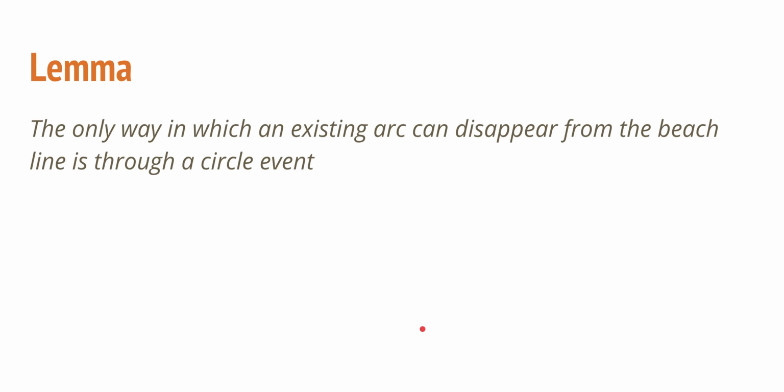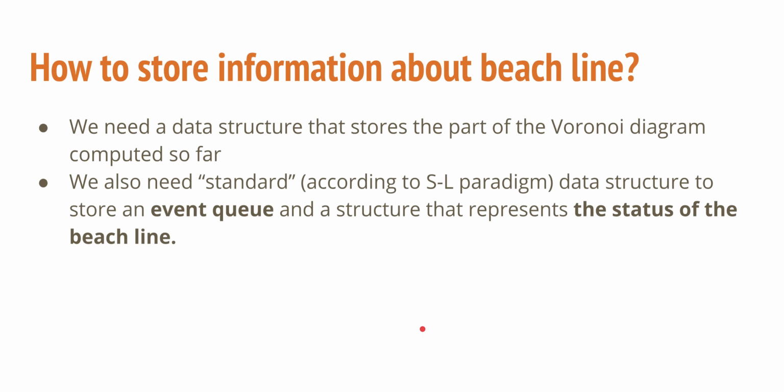And we have a different lemma. The only way in which an existing arc can disappear from the beach line is through a circle event. Again, I will not prove it now in the 3 minutes I have left.